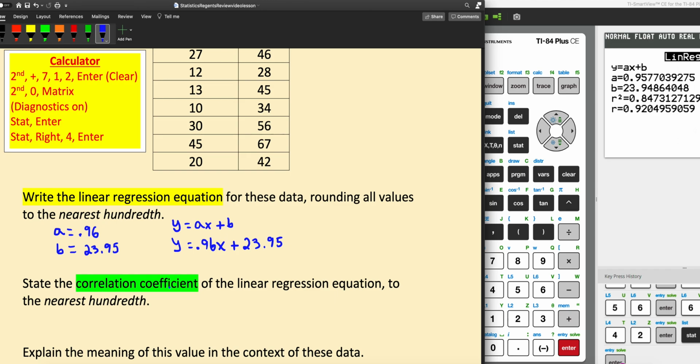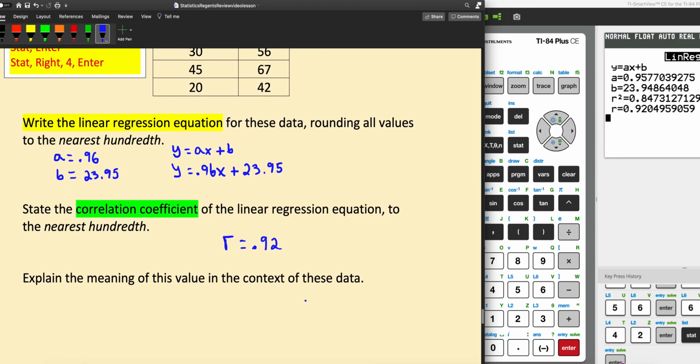Now it says correlation coefficient. Well, this is easy. It's right here for you. R equals 0.92. Says to the nearest hundredth, so that's what that is. R equals 0.92. Simple. There's a third point. Now, how do you get the fourth point? Well, we know. Explain the meaning of this value in the context of these data. Well, this is a strong positive.